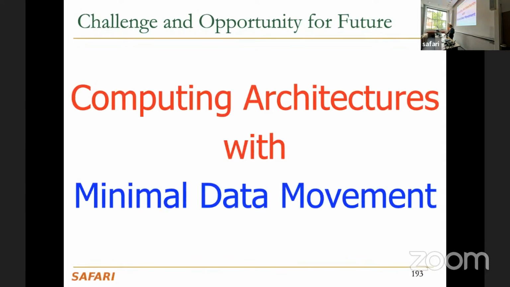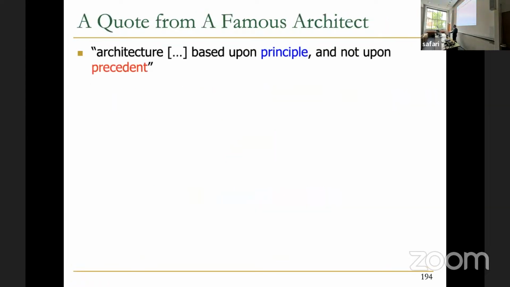Now let me give you the fun part, and then we're going to take a break. I used to start my lectures with this fun part, but it actually fits here nicely as well. So some very famous architects said architecture should be based upon principle and not upon precedent. Can anybody guess who said this? Nobody knows famous architects? Who? Okay, that's a good guess, but no. Older? Not that old?